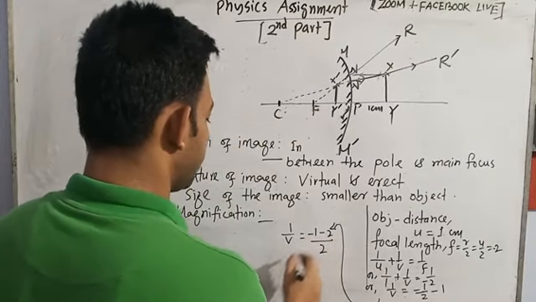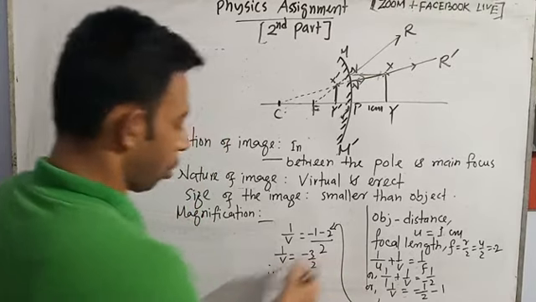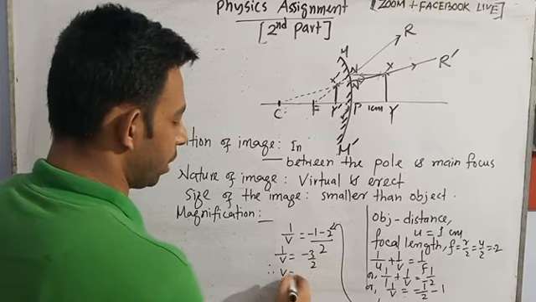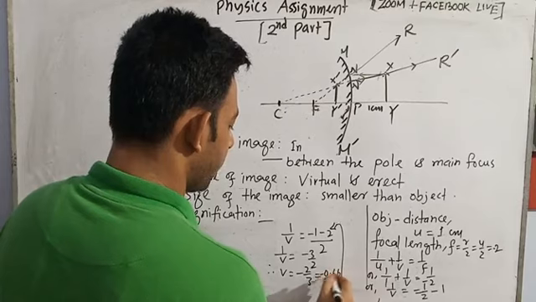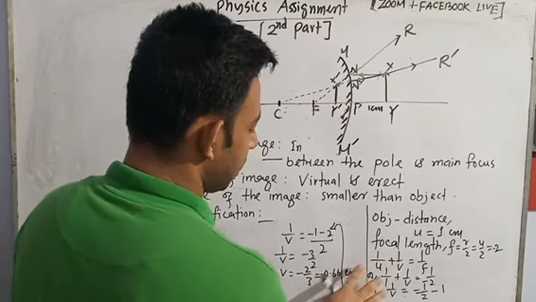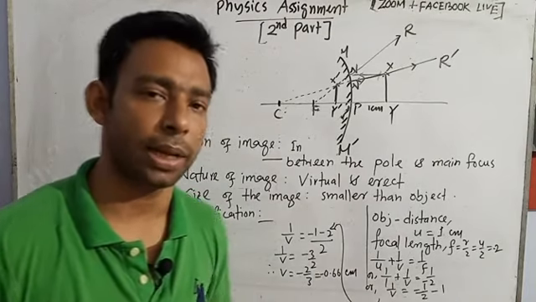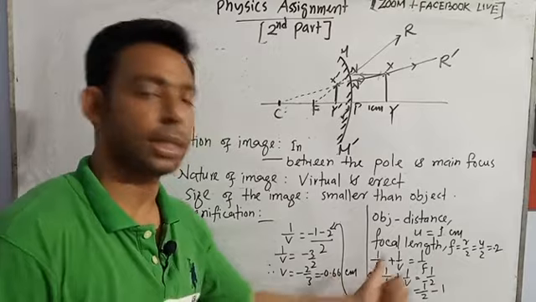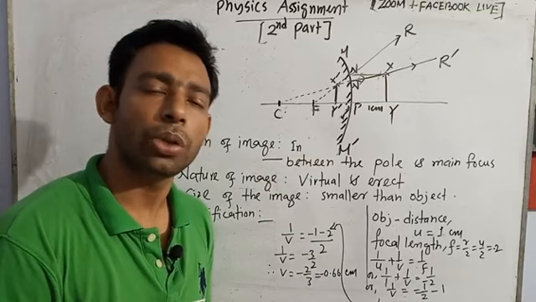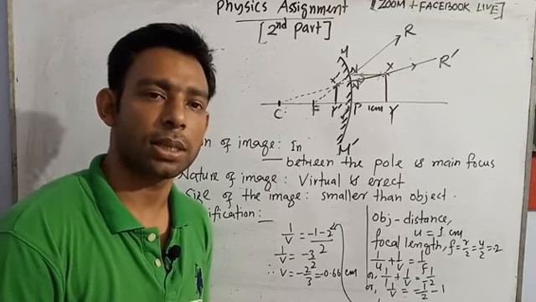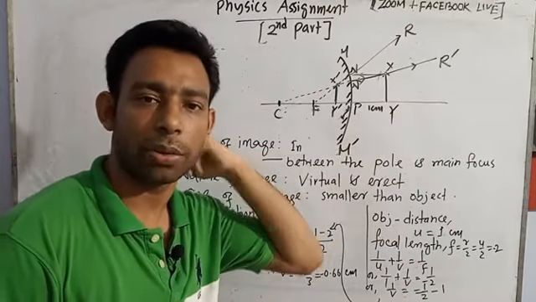Then 1 by v equal to minus 3 by 2. By cross multiplication, 3v equal to minus 2, that means v equal to minus 2 by 3, that is minus 0.66 centimeter. Since I take 1, if I take 2, 3, 4, it would be likewise. Someone gave the solution 1.33, so which magnification is correct in this case? Don't panic. I told you we take 1 centimeter. Someone can take 3 centimeter, or similar.